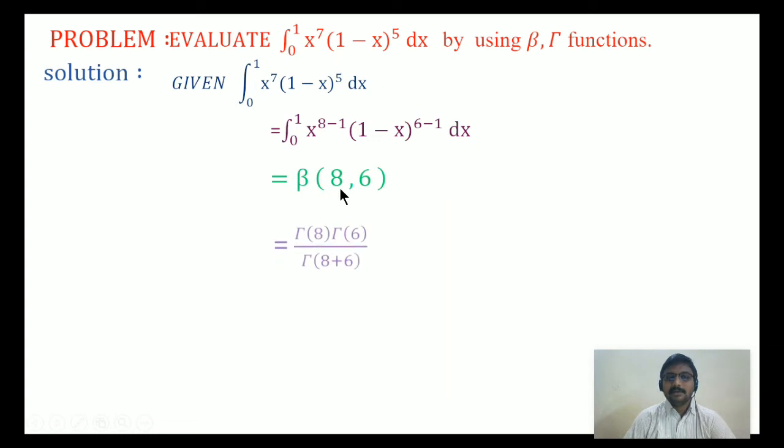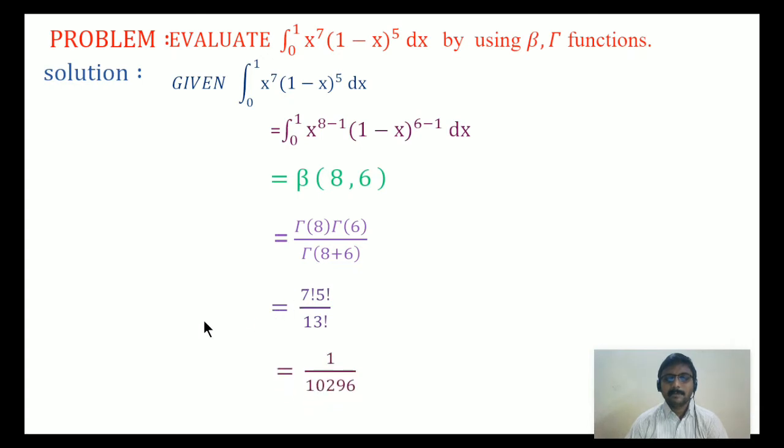But we have a relation between beta and gamma function, that is beta of m, n is gamma of m into gamma of n by gamma of m plus n, that is gamma 8 into gamma 6 by gamma of 8 plus 6. But gamma 8 is 7 factorial, gamma 6 is 5 factorial, gamma 14 is 13 factorial. On simplifying, we will get 1 by 10,296. So hence the required definite integral value, that is the integral from 0 to 1 of x power 7 into 1 minus x whole power 5 dx, is 1 by 10,296.